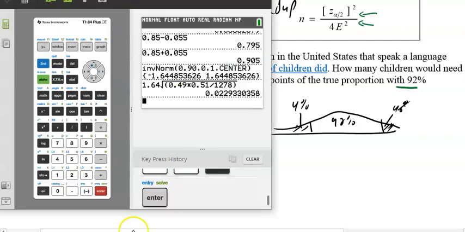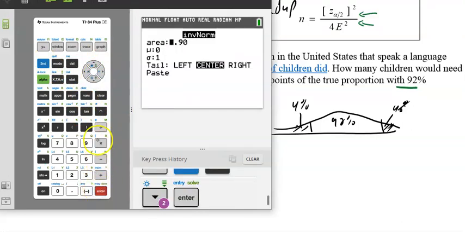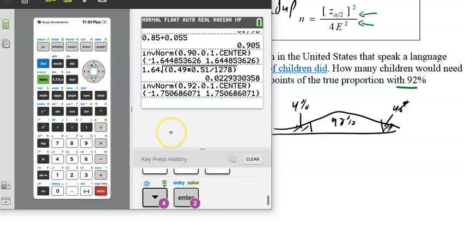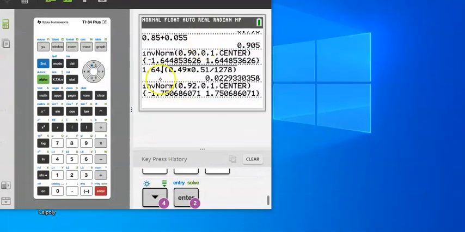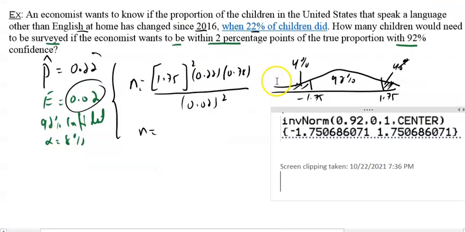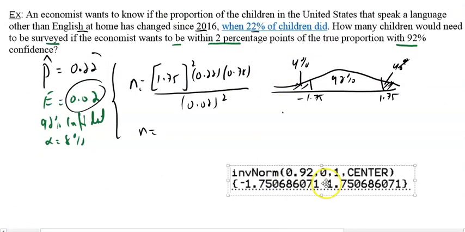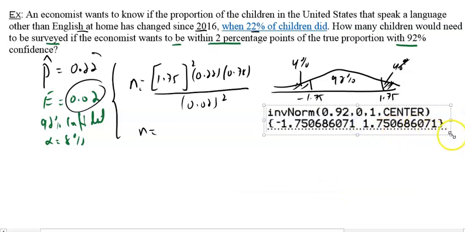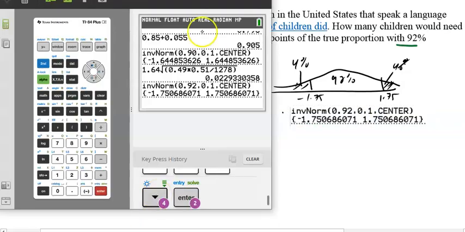How does that work? Well, here's my calculator. Second distribution, inverse normal. I want a 0.92 and everything else the same. And that's 1.75. So 1.75 there. And there's my n. Let me copy that really quick. There it is. And now if I take n and I plug it in, let's see what we got.